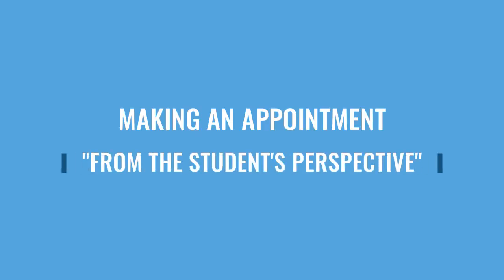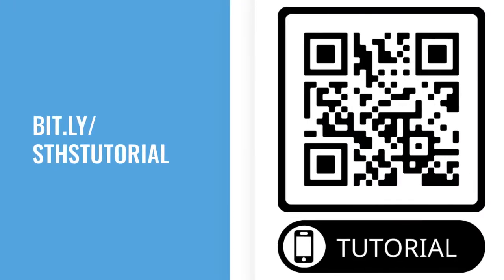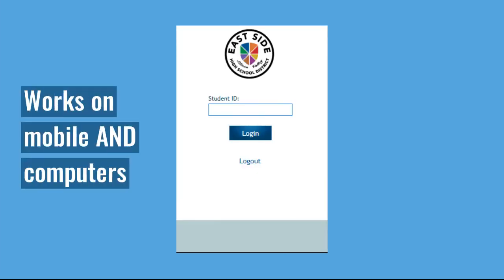So, if you're wondering, how do I make an appointment? This is how. The first option is to remember the link on your left. That would be bit.ly/STHS tutorial. You can bookmark that link, and you can go there anytime you need. Otherwise, you can find tutorial QR codes all around campus in your teachers' classrooms and other places where you can scan these using your phones to make an appointment. Because both of those things, whether you're using a computer or your phones, is going to take you to the same place, a spot where you're going to put in your student ID.